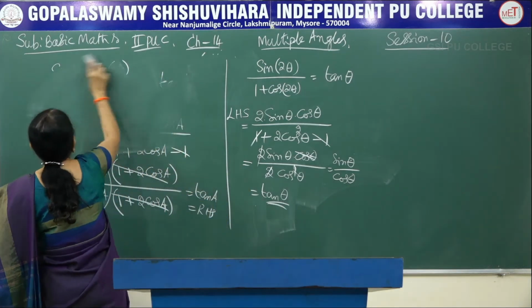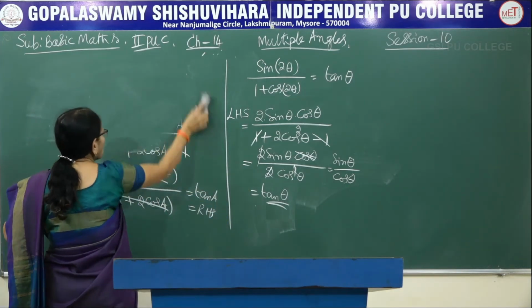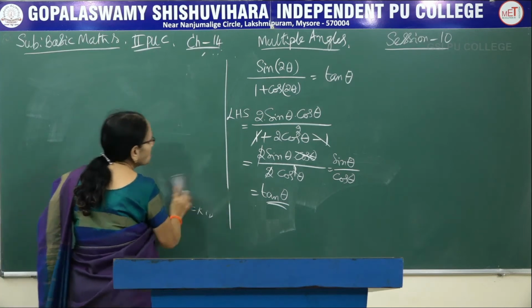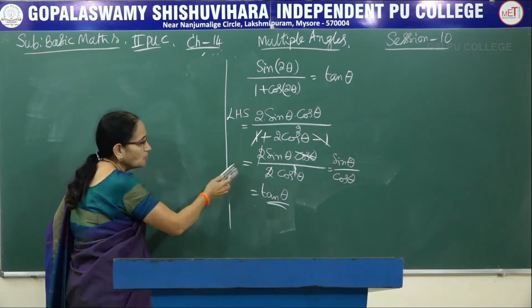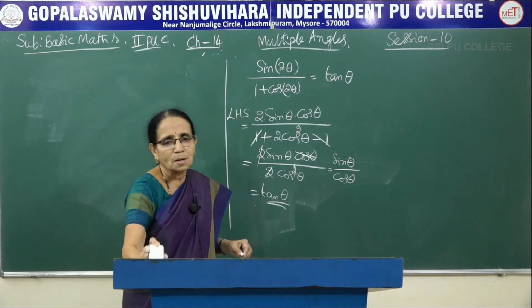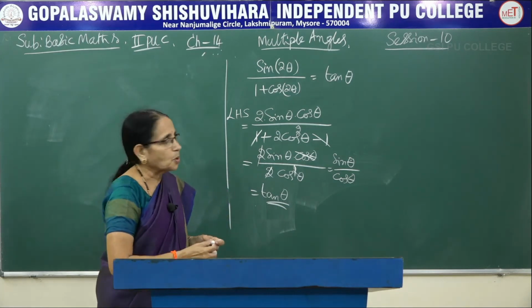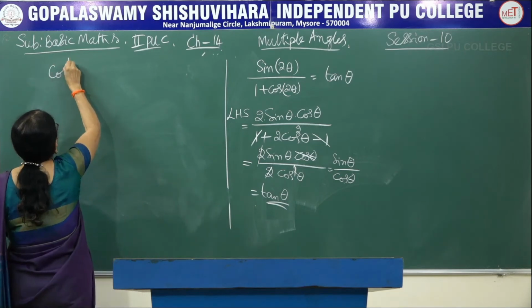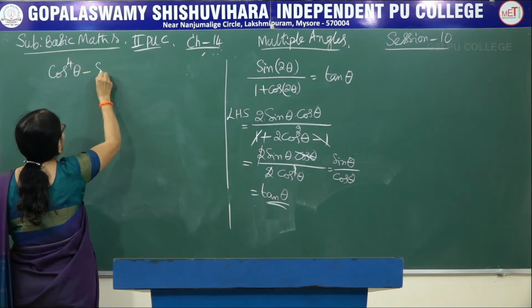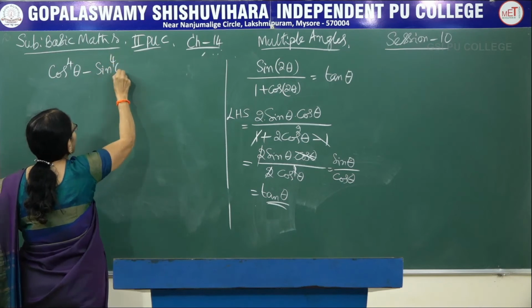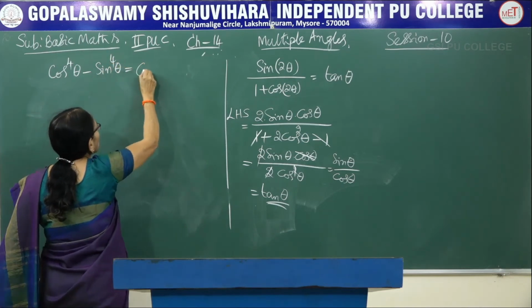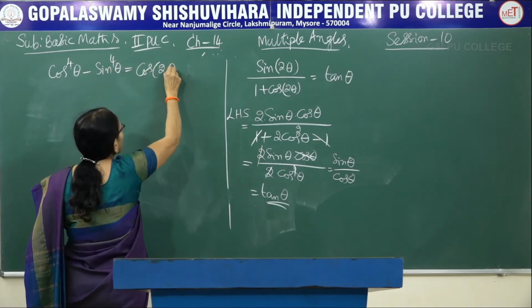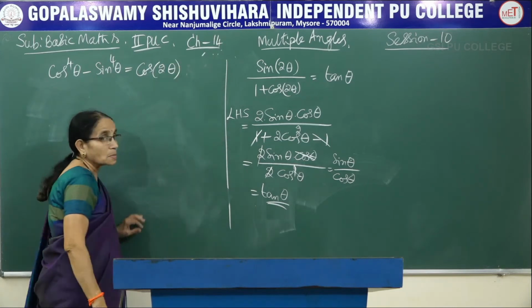Now even this problem, you can expect for a 2-mark question, because you can clearly see that we got the answer within 2 steps here. Now next problem, prove that cos to the power 4 theta minus sin to the power 4 theta should be equal to cos of 2 theta.